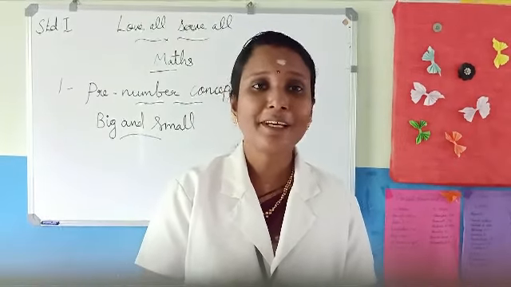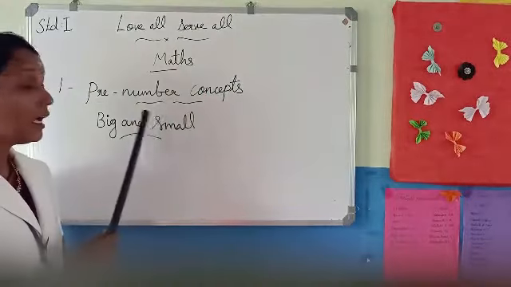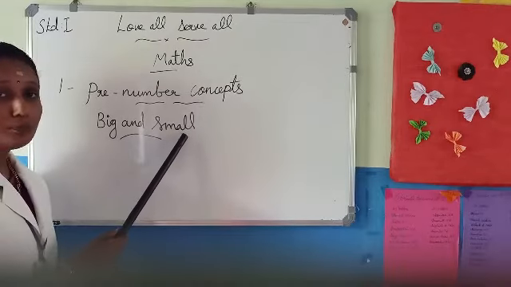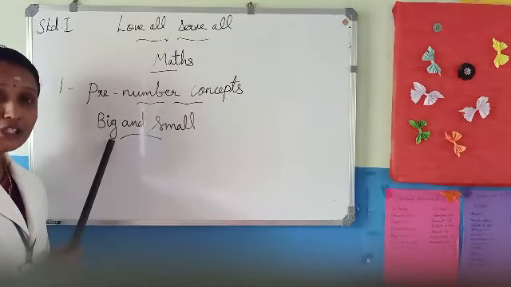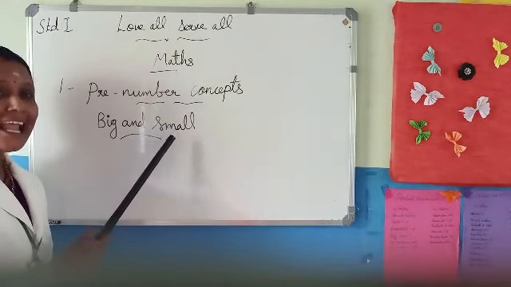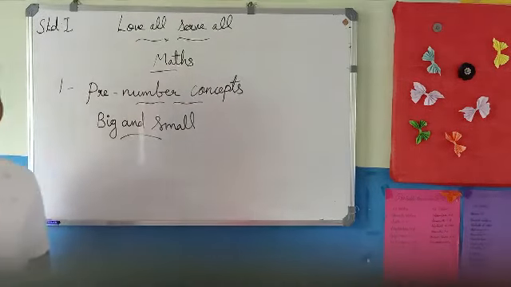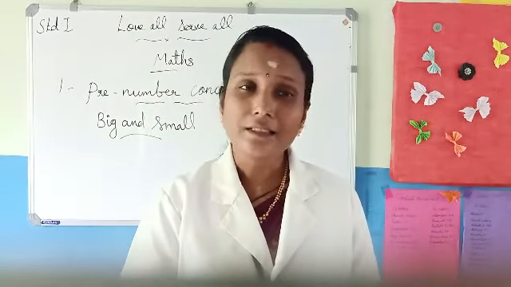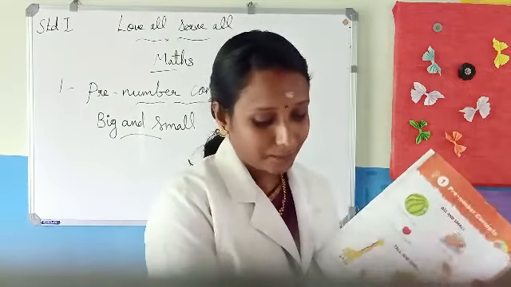Children, now compare the object based on their size. Big and small. B-I-G. Big. S-M-A-L-L. Small. Next, we are going to compare the object based on their length. Look at this picture, children.